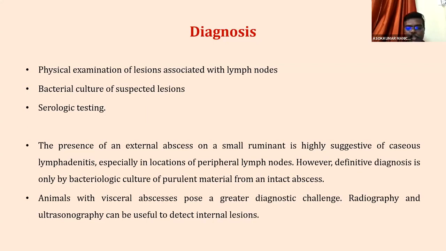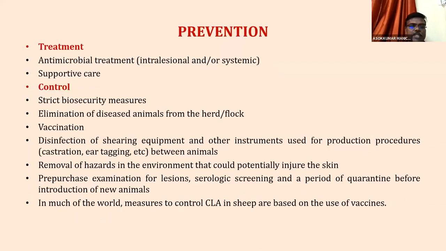Animals with visceral abscesses pose a greater diagnostic challenge. In such circumstances, we can rely on radiography or ultrasonography to detect internal lesions. Treatment and control: generally antimicrobial treatment, that means you can go for intralesional or systemic administration, then supportive care. Control is generally by strict biosecurity measures or otherwise elimination of diseased animals from the herd or flock.